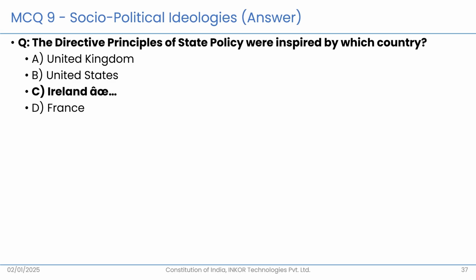The correct answer is C. Ireland. India adopted DPSP from Ireland's constitution, focusing on welfare and social justice.